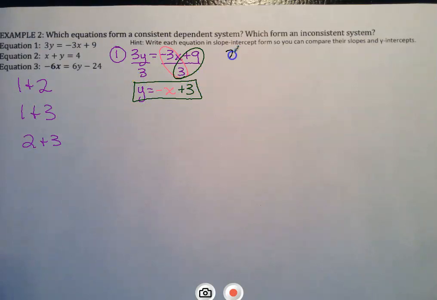All right, equation 2. x plus y equals 4. Okay. So y equals 4 minus x. No, the x always comes first. Okay. Negative x plus 4. Good. All right, so what can you tell about equation 1 and equation 2 right now?